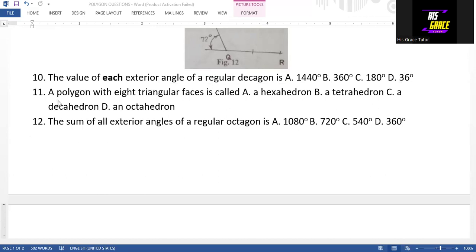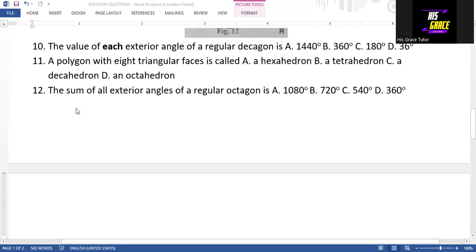Then question 11, a polyhedron with 8 triangular faces is called an octahedron. So option D is the answer to this question 11. Then question 12 says that the sum of all exterior angles of a regular octagon is 360 degrees.